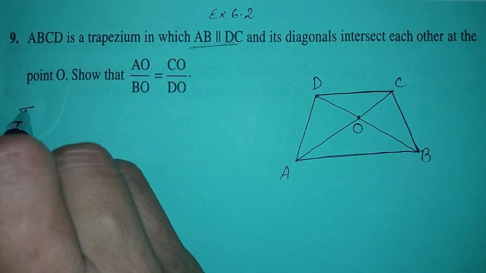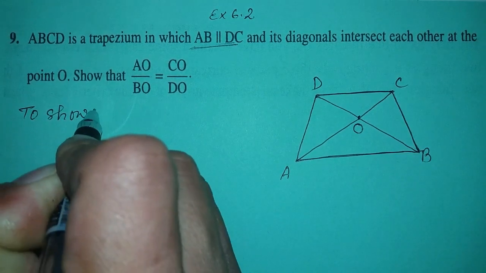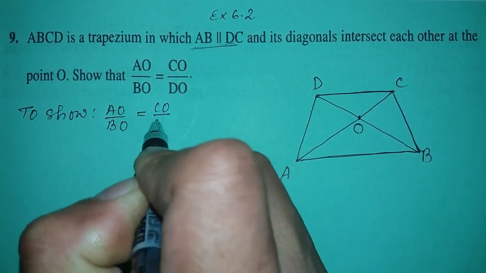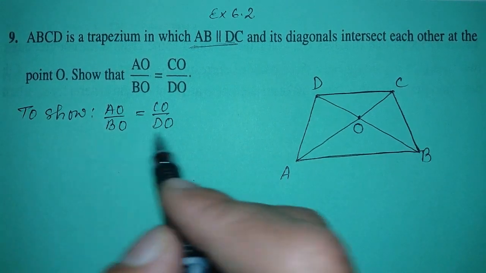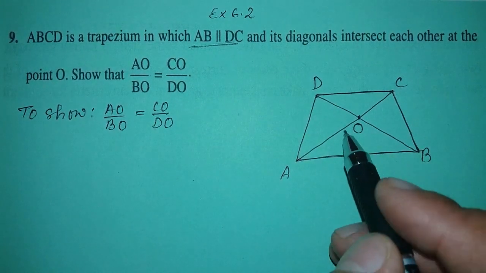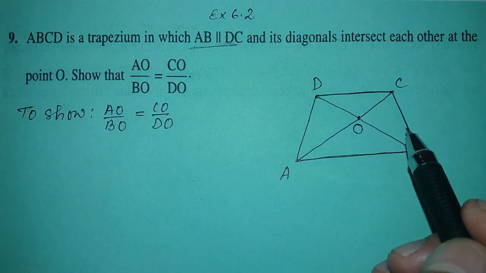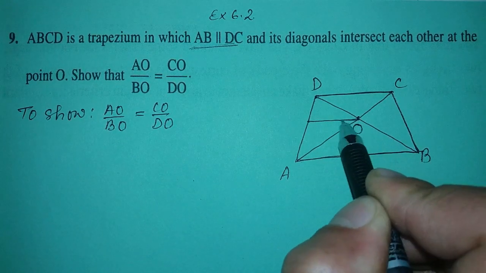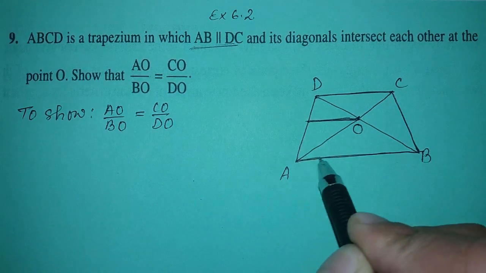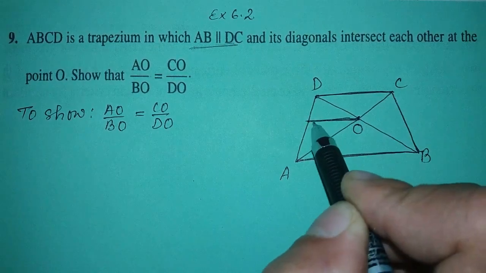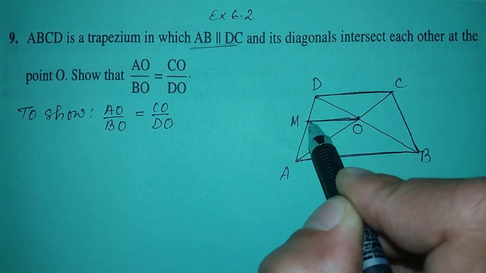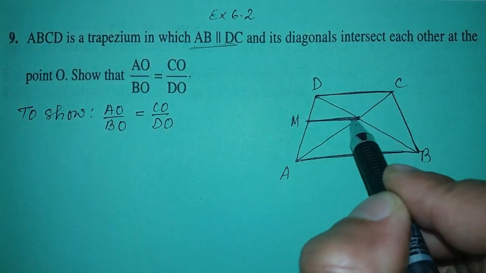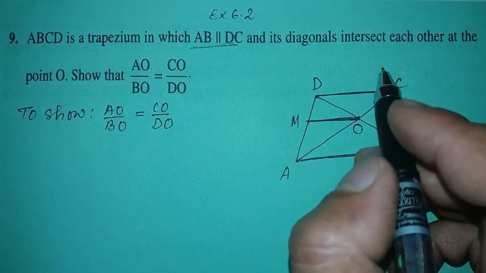Okay, so here we're going to show that AO by BO is equal to CO by DO. Now here we will need a construction. So we're going to construct through O like this a line which is parallel to AB and CD. So this we're going to call M. Now this MO is parallel to AB, and since AB and DC are parallel, this MO is also parallel to DC.